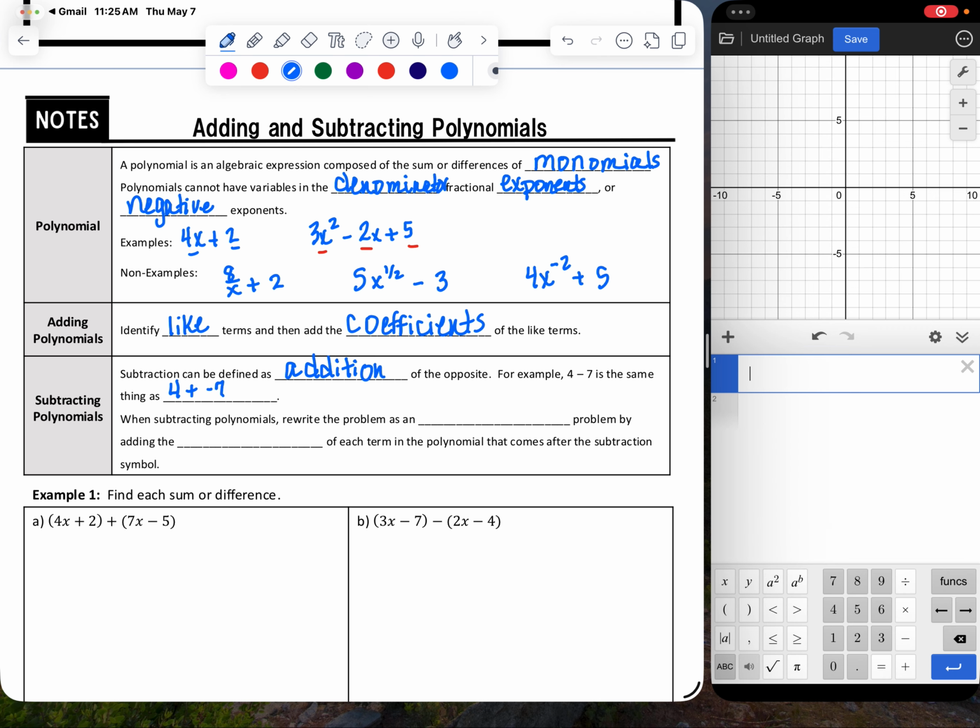So when subtracting polynomials, we use the same concept. We rewrite the problem as an addition problem by adding the opposite of each term in the polynomial that comes after the subtraction symbol. Now let's look at a few examples.